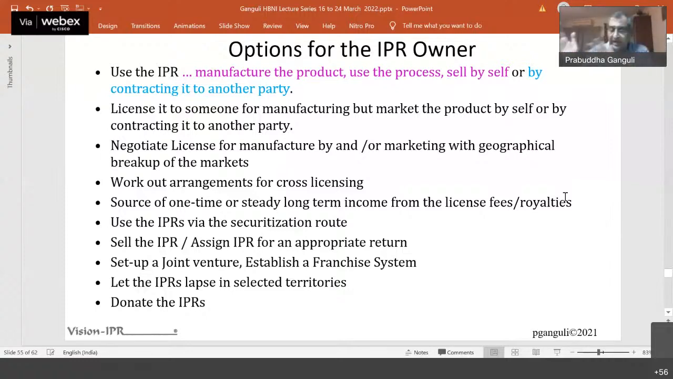So they may make it, and allow somebody to market it. They may license it to somebody so that somebody else can manufacture it. But the people who own the patent may market it the other way around. You negotiate licenses for manufacture or marketing with geographical breakups. You can work out arrangements for cross-licensing. What does cross-licensing mean? Licensing means that I keep the ownership with me and give the permission to somebody else to use it. It's like renting.